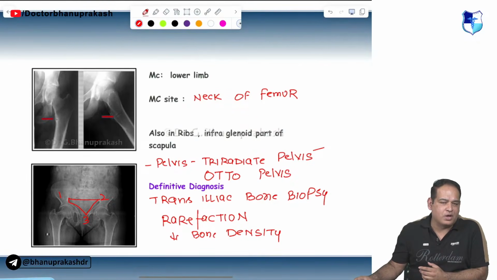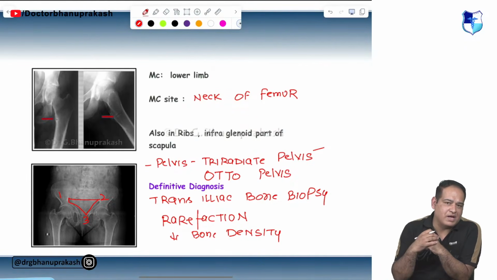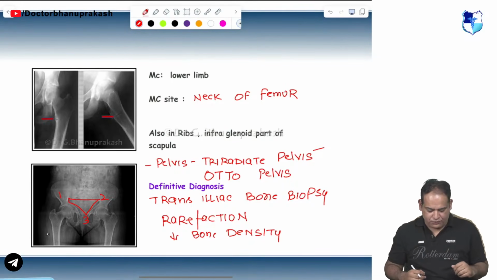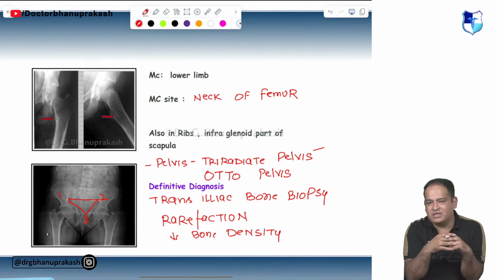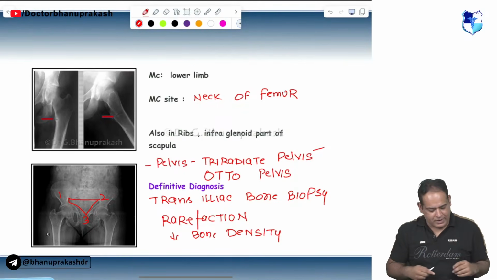Pseudo fracture versus fracture. Cortex will be broken in a complete fracture, in a real fracture. In pseudo fracture, the cortex is usually not broken, because you see on the second view, you will notice that the cortex is not broken, right?